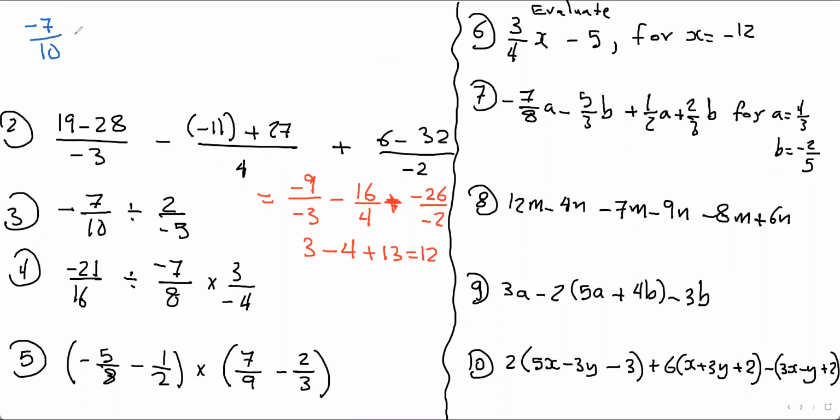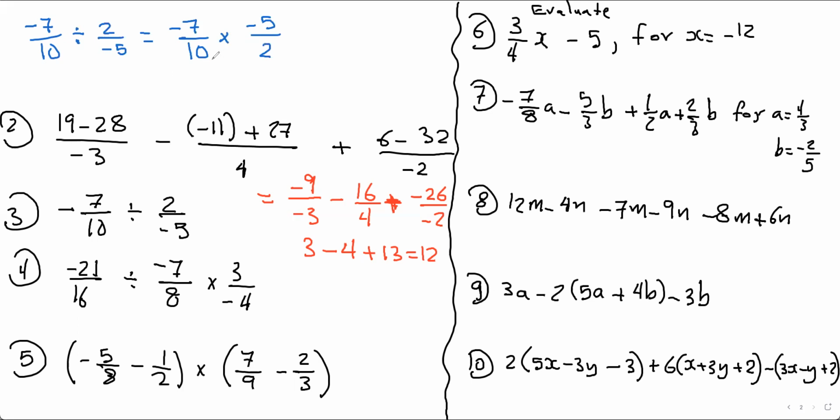over 10 divided by 2 over negative 5. I said fractions we cannot divide. We always have to change the division to multiplication. So as I said, keep the first negative 7 over 10. Switch the division to multiplication. Flip 2 over negative 5 to negative 5 over 2.